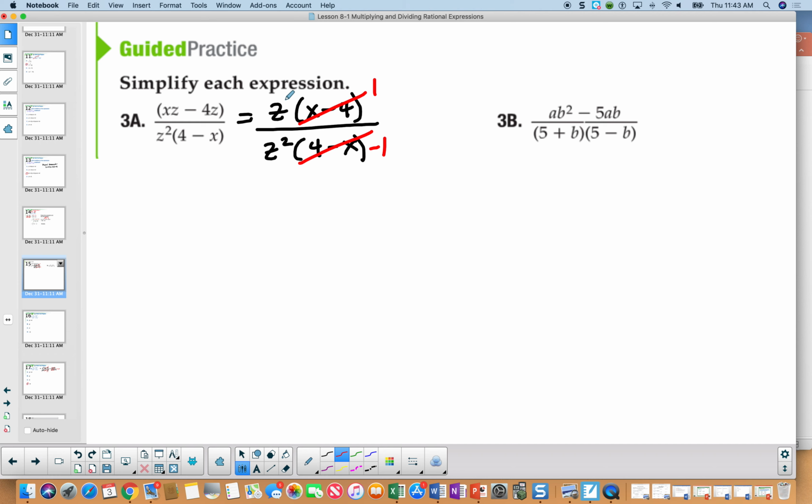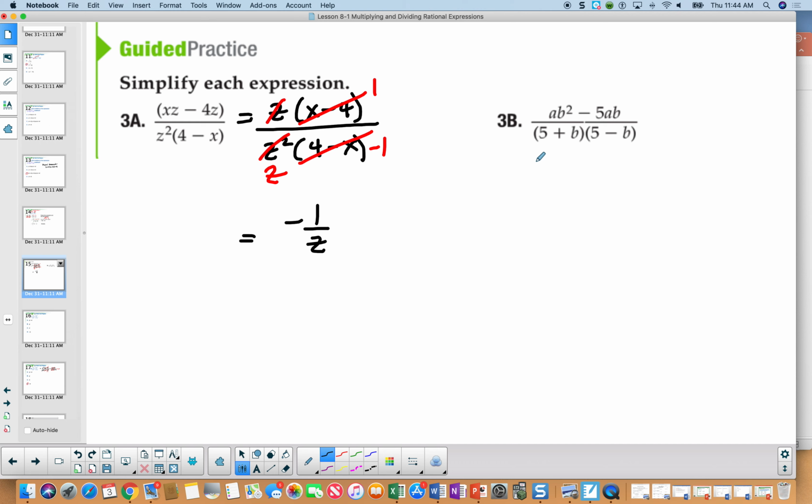And remember, one of these z's is going to cancel out with one of these z's. So we have a z left behind. And so the answer is -1 over z. I just decided to put the negative in the front, and of course the z in the denominator.